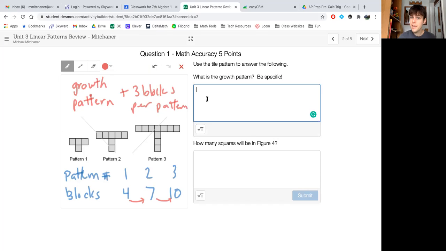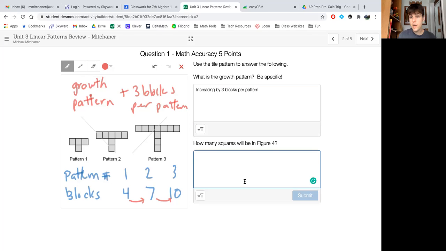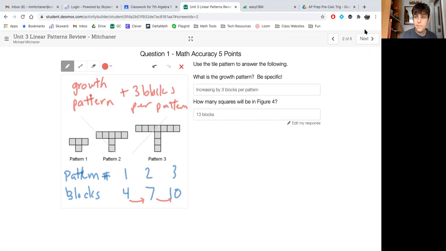Again, that's the way we want to write that. We're really descriptive using words instead of just symbols here. So we are increasing by 3 blocks per pattern. How many squares will be in the next figure, in figure 4 or pattern 4? If we increase by 3 one more time, that would give us 13 squares or blocks. I'm going to call them blocks because that's the language I was using, but there we go. And we can click submit there.